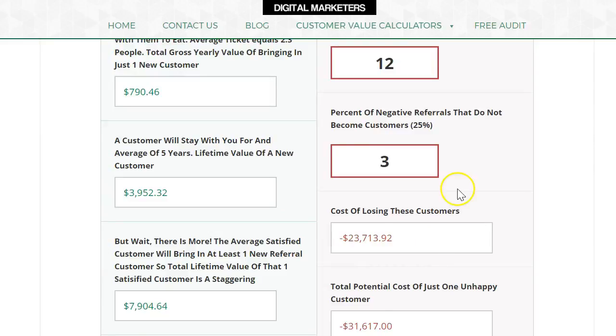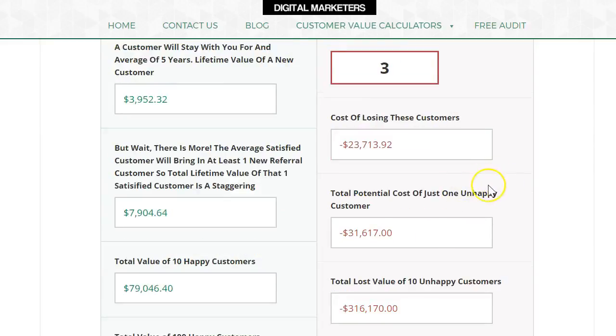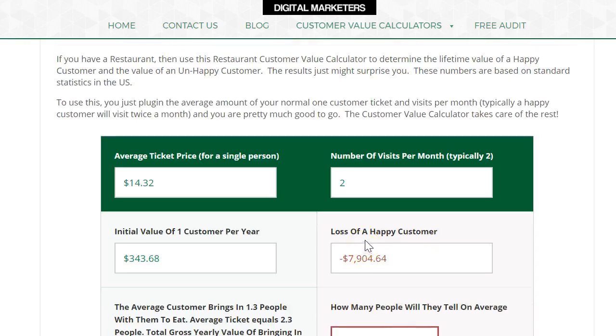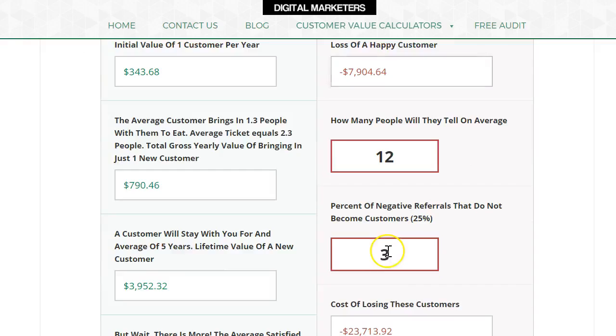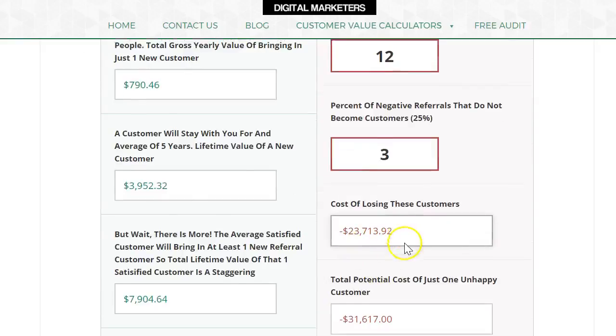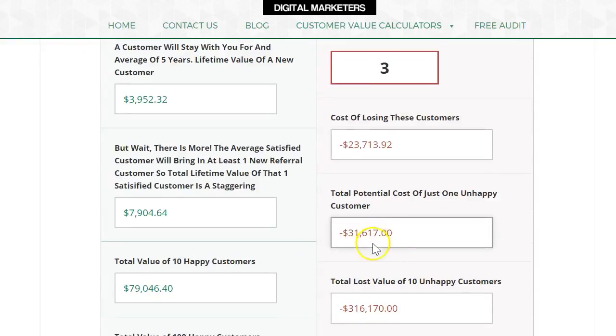Okay, so what we have here is going to be even a little bit worse because you have to add these three customers to the original customer. So your total's not just that one. So we have one here at 7,900. They've told three others for 23,000. Plus them, that's $31,000 you're going to lose in revenue, okay?